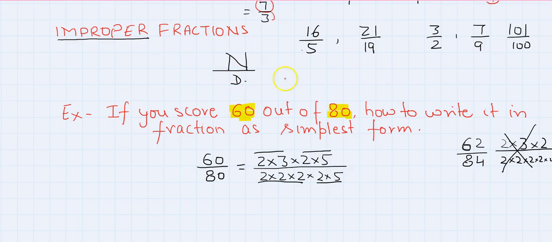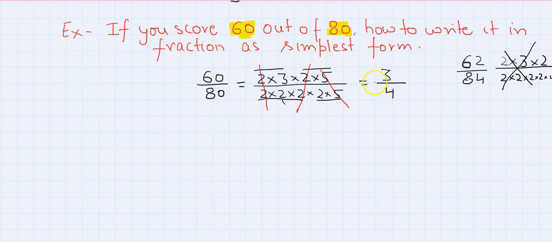Now we can see that here the common factors are 2, another 2, and then 5. These are the common factors. So the remaining is only 3 here, and here we have 2 multiply 2, so that is 4. So if you have scored 60 out of 80, in simplest form it is 3 out of 4, meaning 3 divided by 4.